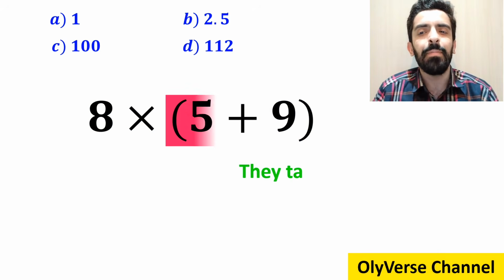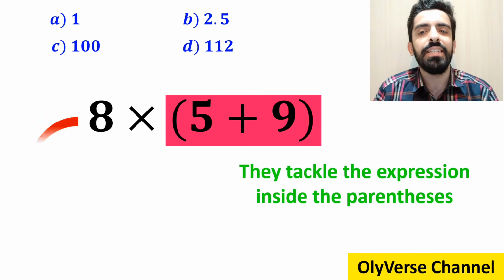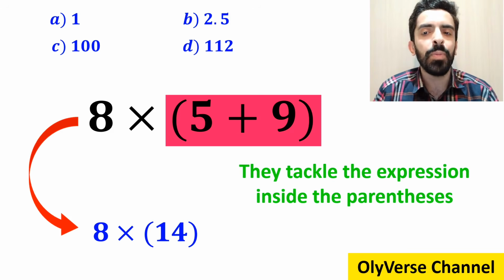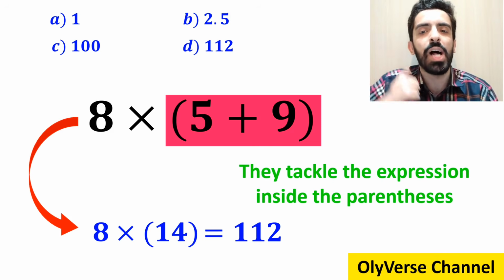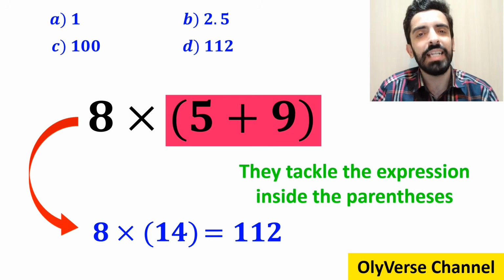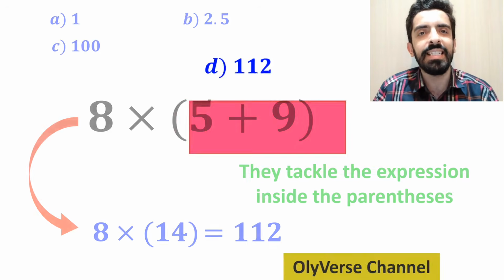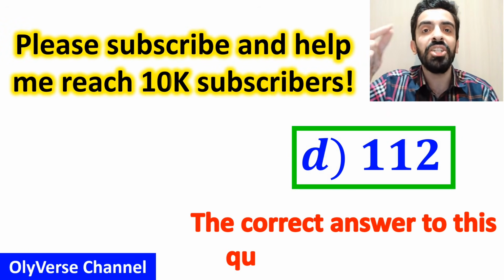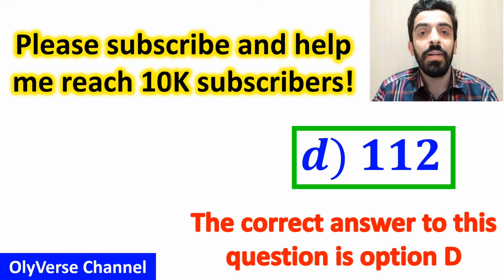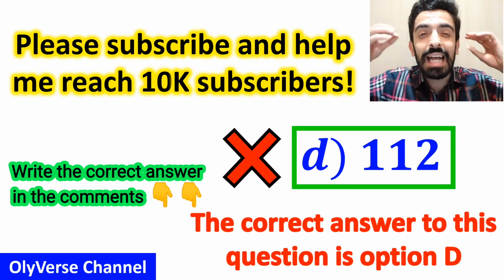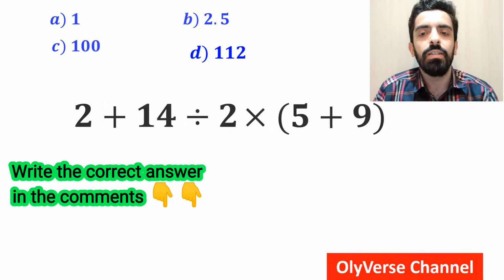And the final step, they tackle the expression inside the parentheses and write it as 8 multiplied by 14, which ultimately gives them the answer 112. Then, without any hesitation, they quickly say that the correct answer to this question is option D. However, this answer is absolutely wrong.